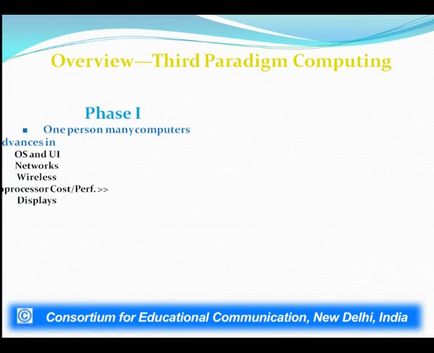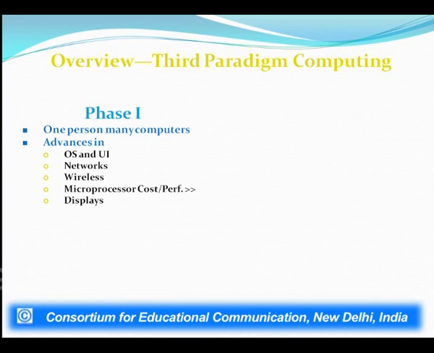So it can be clearly seen that in phase 1 of the computation we had many people for one computer, and changes in the operating system and the user interface were required. The network was in a nascent stage. The wireless technology was in a starting stage. The microprocessor cost/performance ratio was very low, and the display unit was in the growing phase.